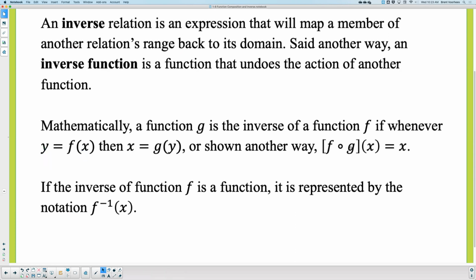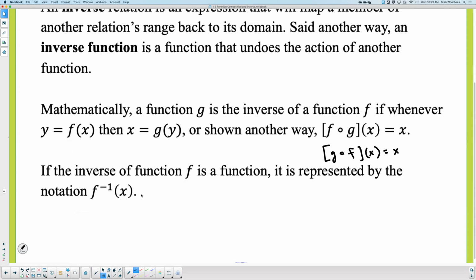If you took f of g, you would get x. If you took g of f, you would get x. If your composition leaves you with x, meaning it cancels everything except the x that you plugged in to start with, then it's an inverse. If the inverse of the function f is a function, you use this symbol, f -1. That means inverse right there. Okay, that means the inverse is a function.